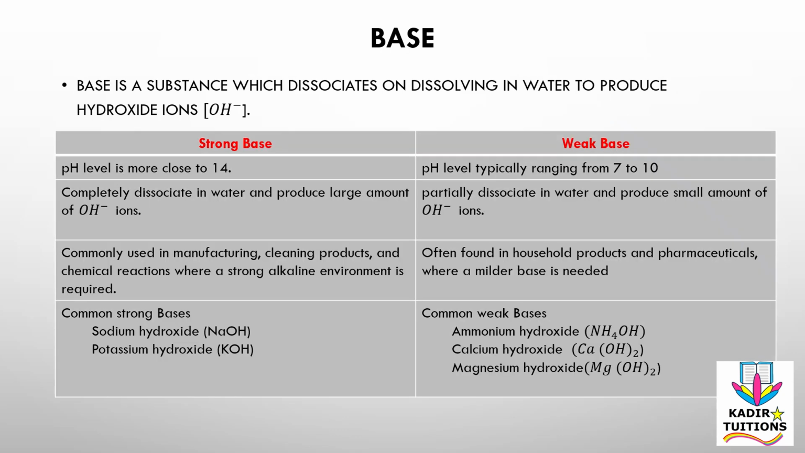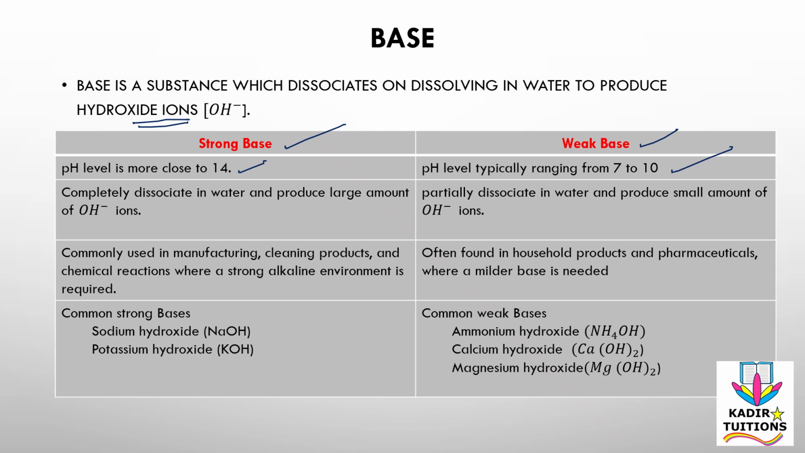The next concept is base. We take some substance and dissolve it in water. It is going to dissociate, and if it is producing hydroxide ions, then we can say it is a base. Like acid, base is also of two types: one is strong base, another one is weak base. The strong base pH level is nearly close to 14 and the weak base pH level ranges from 7 to 10.